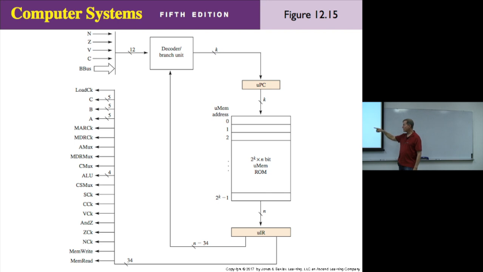Load CK, C, B, A, M, A, R, C, K, M, D, R, C, K, A MUX, M D R MUX, and so on, S, C, K, C, C, K, V, C, K. You recognize those? Each one of those is a what? Input. An input of the data section. All right? And where do each one of those things come from? They come from down here on the bottom right.